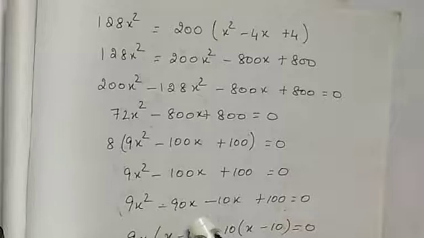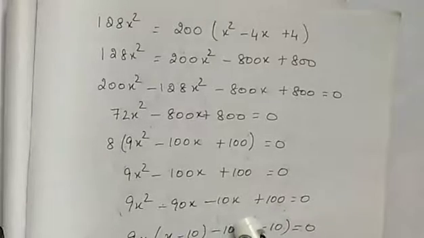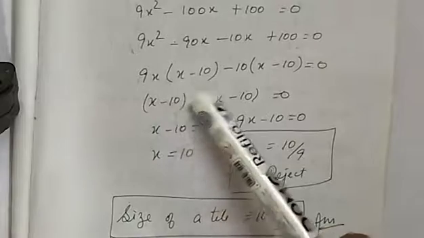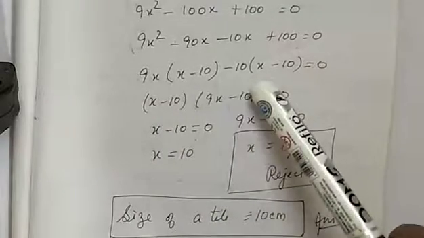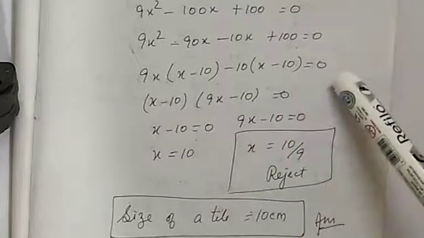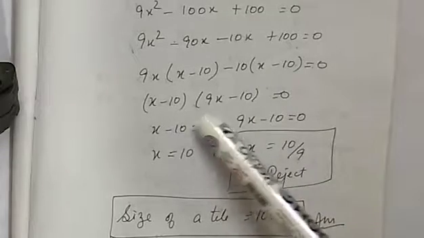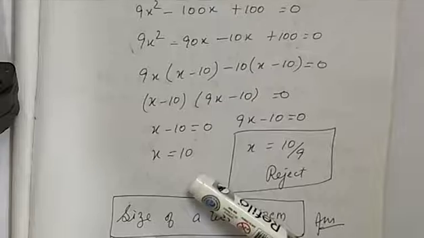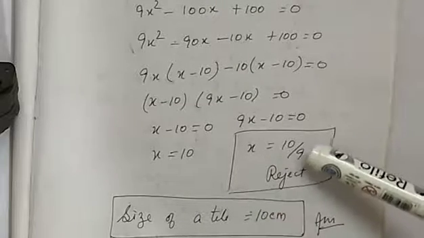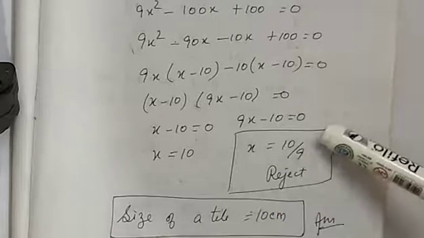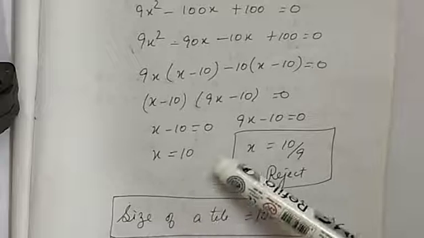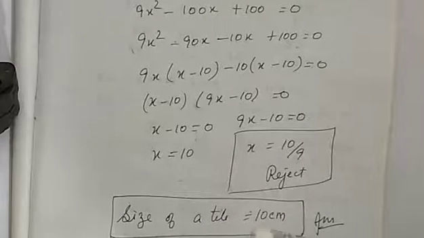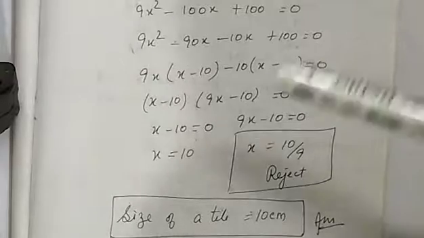9x square minus 90x minus 10x plus 100 is equal to 0. 9x into (x minus 10) minus 10 into (x minus 10) is equal to 0. (x minus 10) (9x minus 10) is equal to 0. x is equal to 10 or x is equal to 10 upon 9. Reject the fraction and take x is equal to 10. Size of the bigger tile is 10 centimeter.